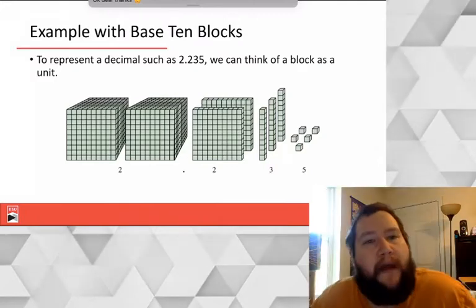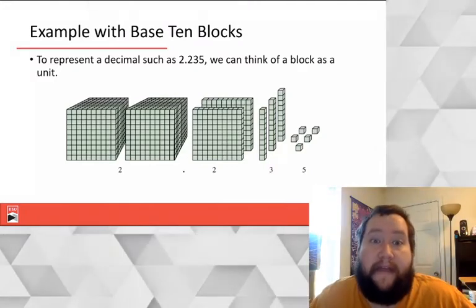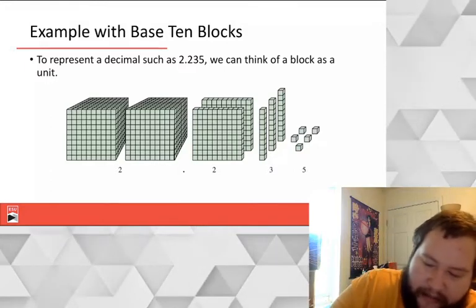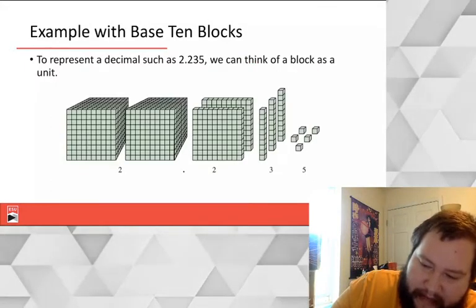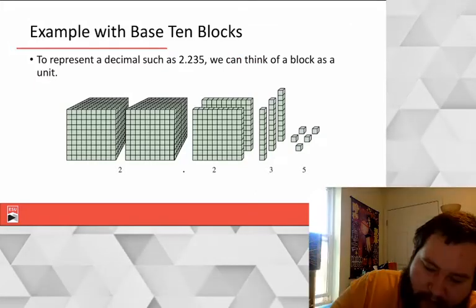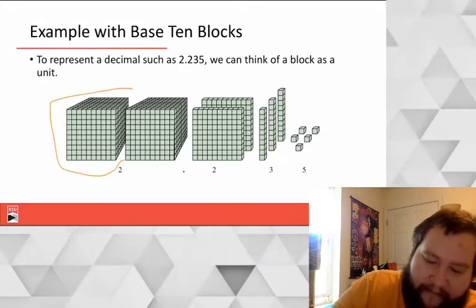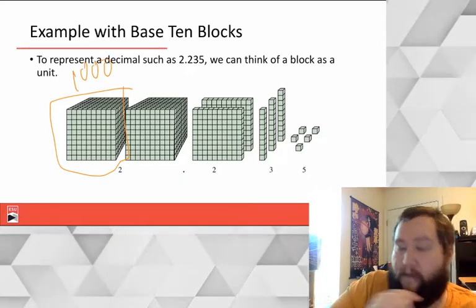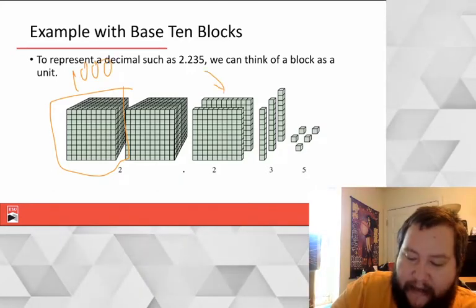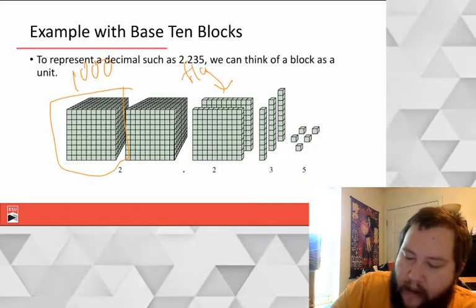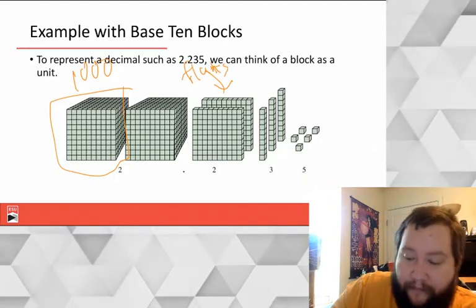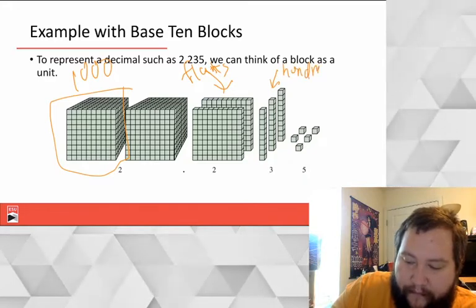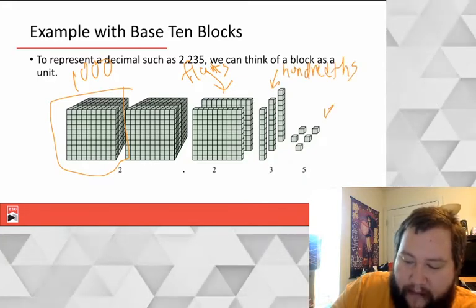Now, if we want to model past tenths, say hundredths and thousandths, if we make our cube, which is 1,000 cubes, our unit, our flats become tenths. Our rods become hundredths. And our units become thousandths.